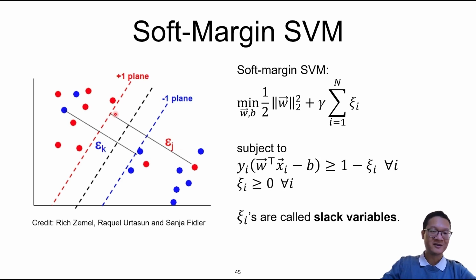So any red point that is on the right side of the red line, the plus 1 plane, is going to incur some cost in the form of Cj. And any blue point to the left of the minus 1 plane in the diagram will incur some cost in the form of these Ck variables here. All of the other data points already satisfy the original constraints, so they do not incur any additional cost.